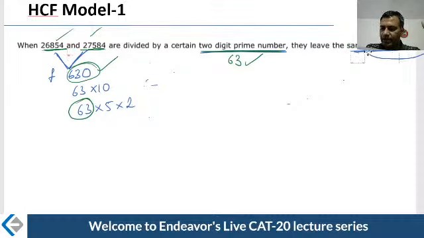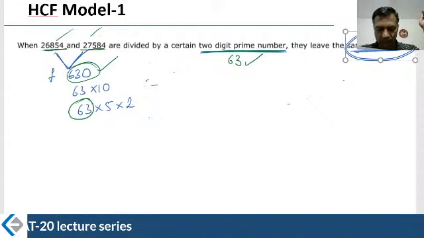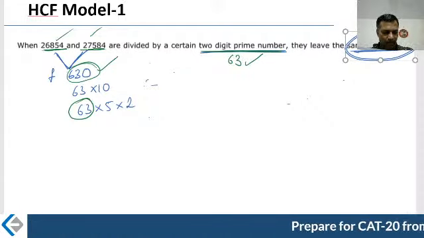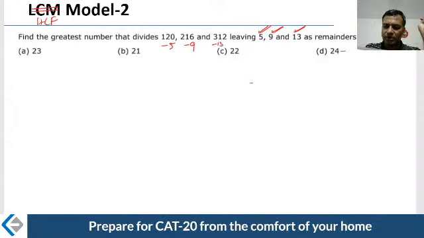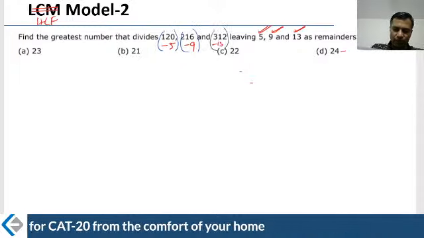When he said the word same remainder there, did we bother what that particular number is? We didn't bother what that number is, and we got the answer. But here we can't, because the remainders are distinct. Therefore, I have to do this job first. After doing this job, I need to find the HCF.